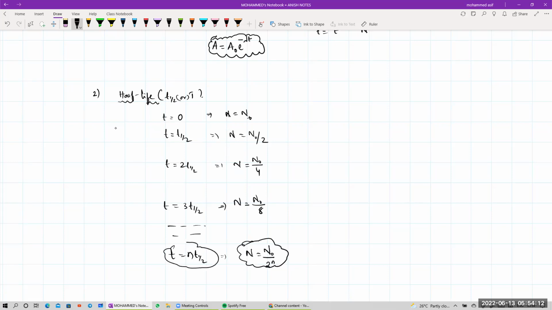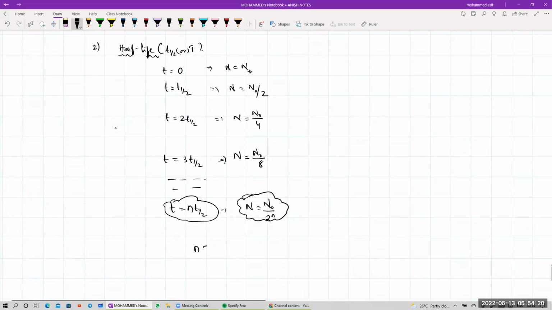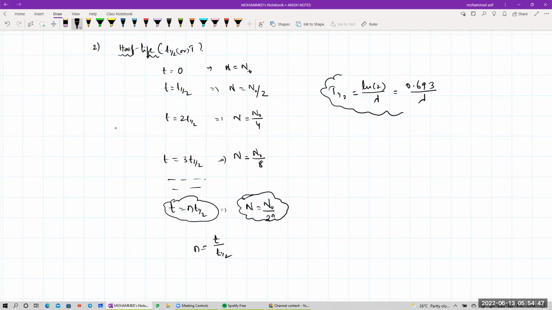So at what time t equals this one? That means the value of n is equal to how much? Value of n is equal to t divided by t half. So that is one important formula you need to remember. And the direct formula for half-life is t half equals ln 2 divided by lambda, or the value of ln 2 is 0.693, so t half equals 0.693 divided by lambda. That is an important formula you need to remember.